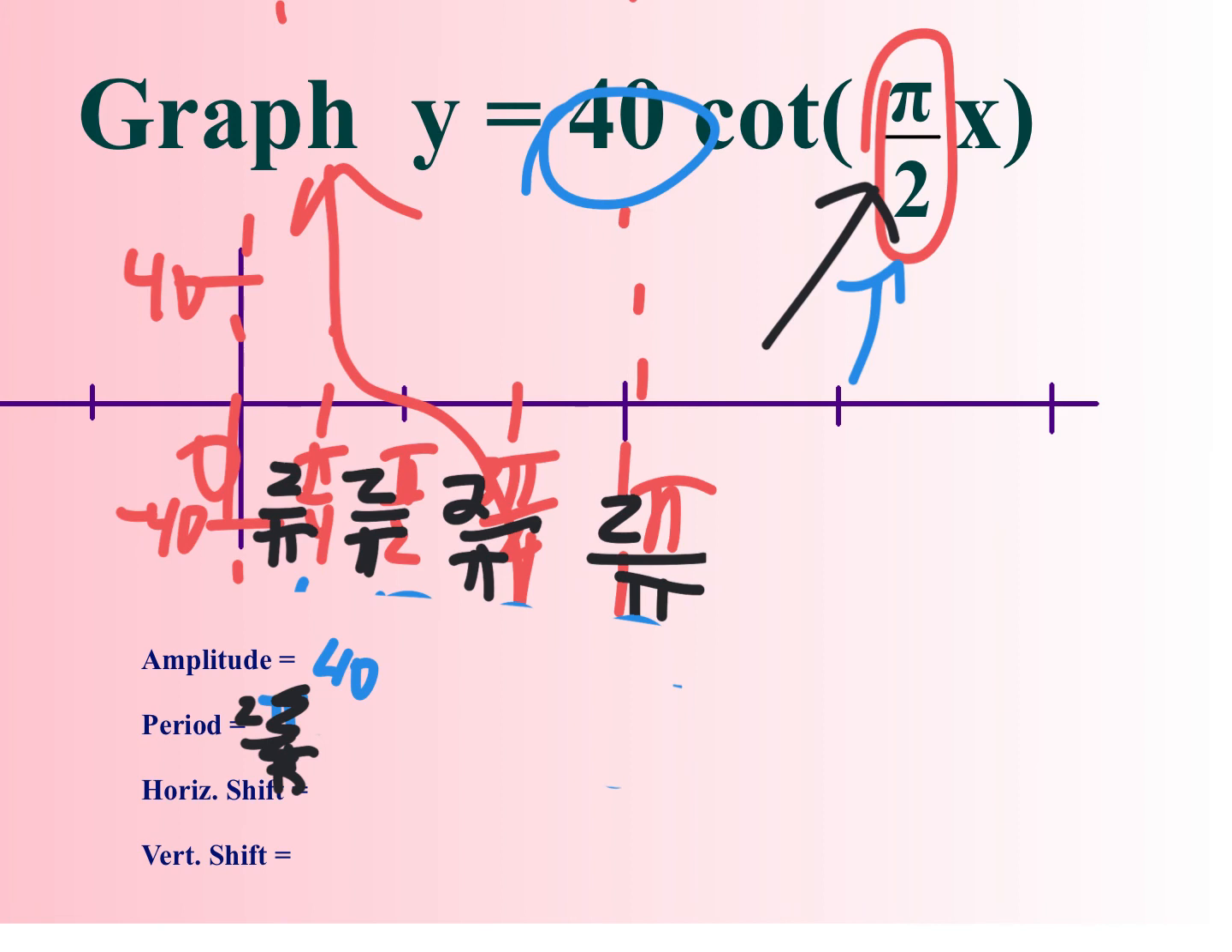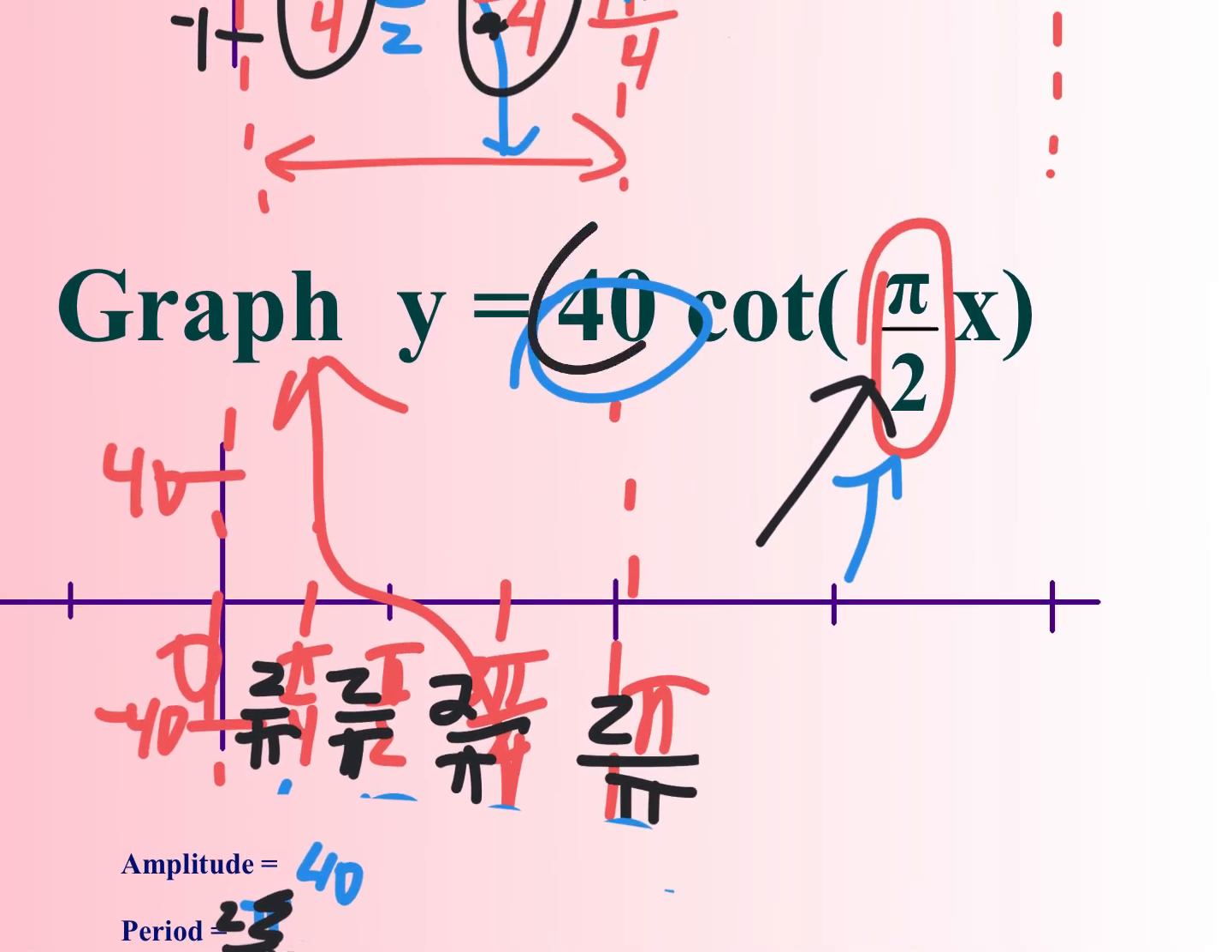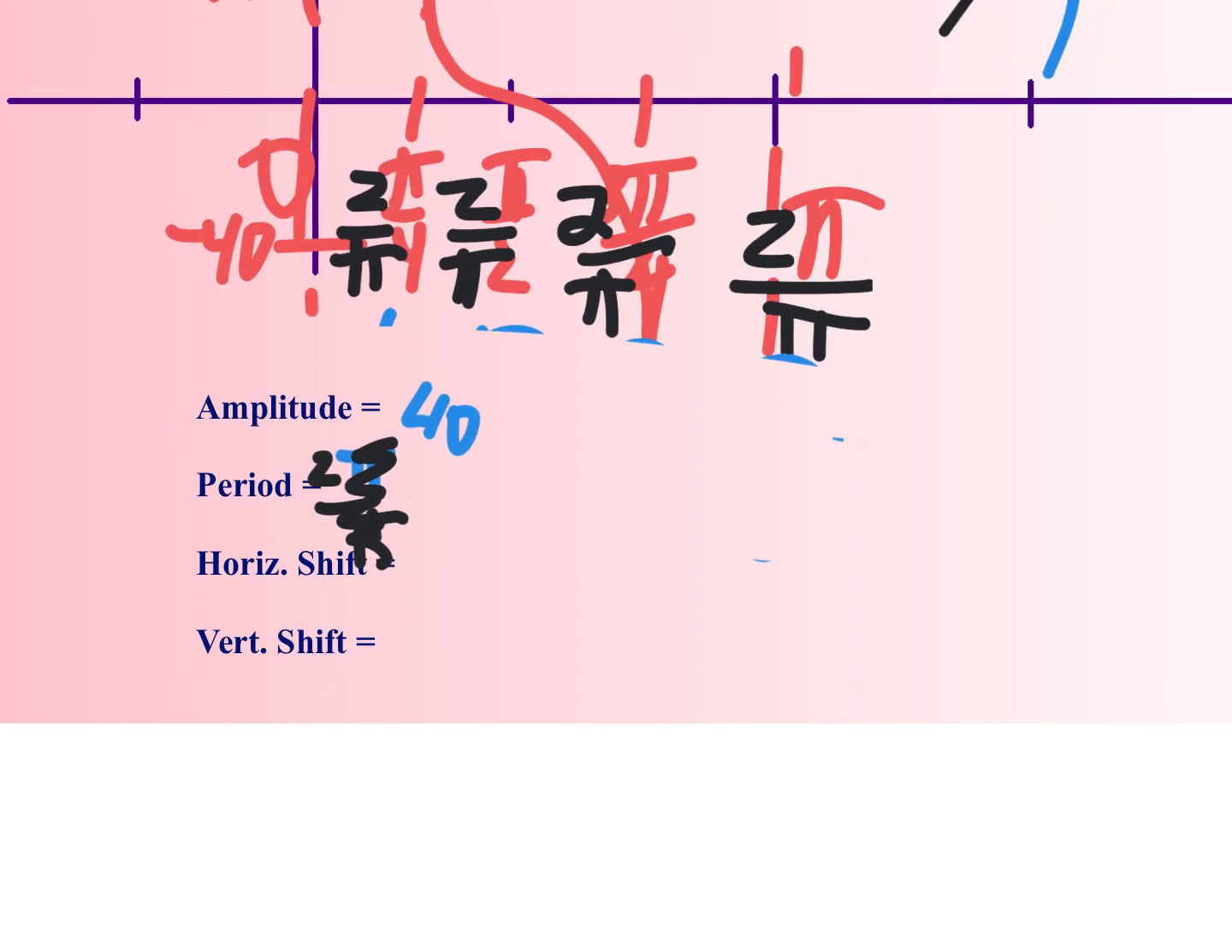Yes? Why is the amplitude 40? Because the number in the front is the amplitude. That's all there is to it. Okay, next up is horizontal shift.